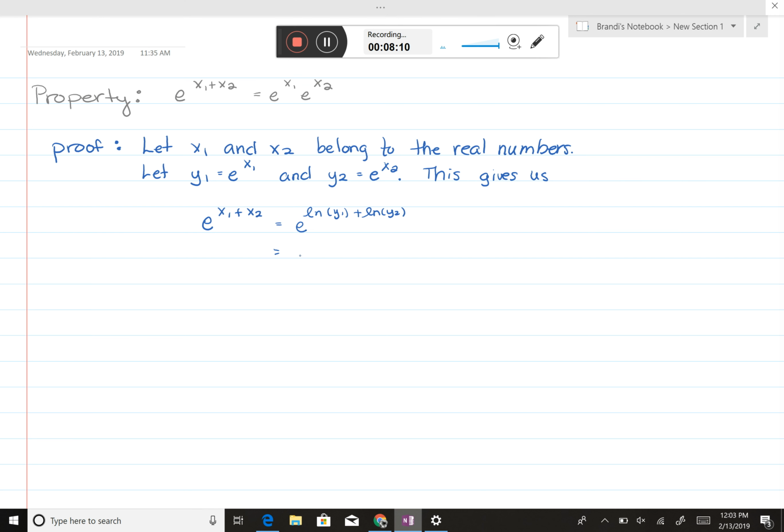So by the properties of logs, e to the ln of y1 plus ln of y2 becomes e to the ln y1 times e to the ln y2, and these two things would cancel, which would leave me with y1 times y2, and going back to what we defined those to be, we have e to the x1 times e to the x2. Therefore, e to the x1 plus x2 is equal to e to the x1 times e to the x2. Tombstone.